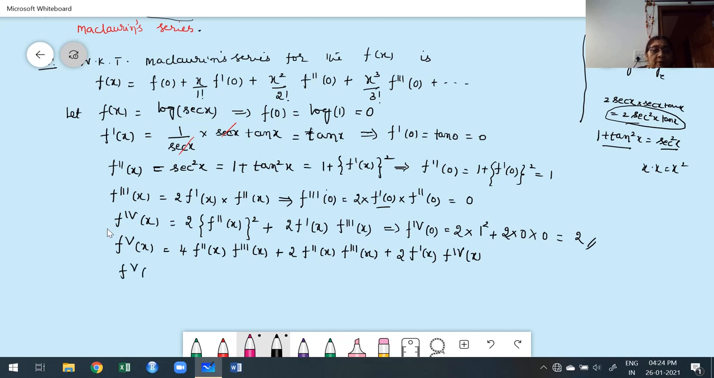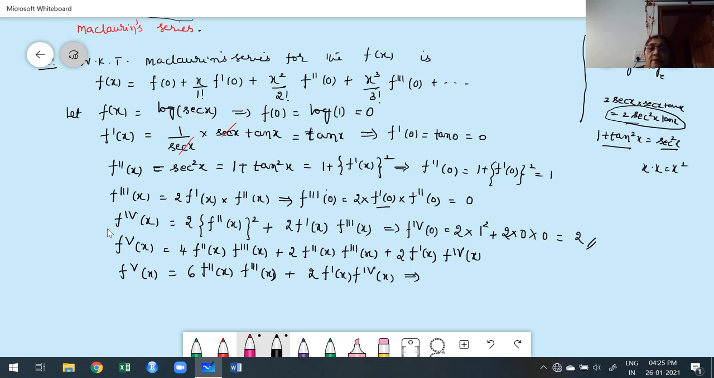Before moving to the next step, I have to simplify that. 2 into 4 f''(x) into f''(x) plus 2 times f''(x) into f''(x). Both must be the same term, the same function. Adding these two, we get 6 times f''(x) into f'''(x). Don't leave it as it is. Why do we go for twice the product rule for both terms? 2 into f'(x) into the fourth derivative of x.